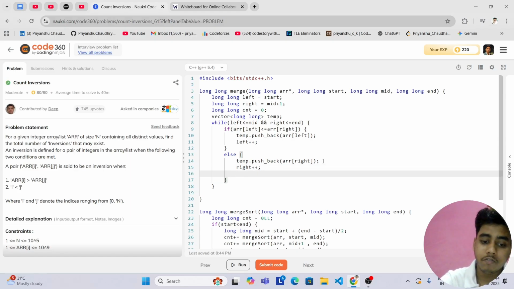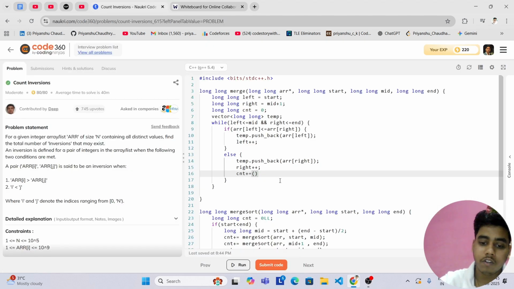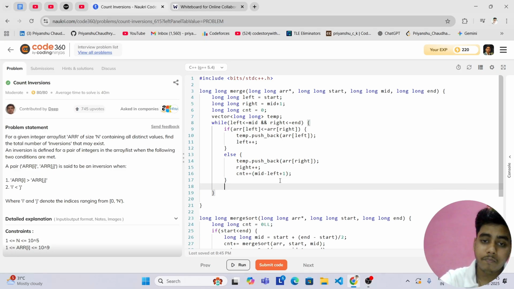But what I said, we have to increase our inversion count. So what was our inversion count? Our inversion count was mid minus i plus 1. What was i? i was the left pointer, so this was left.